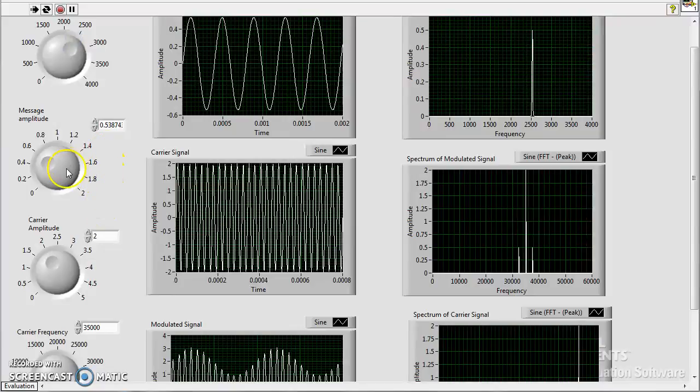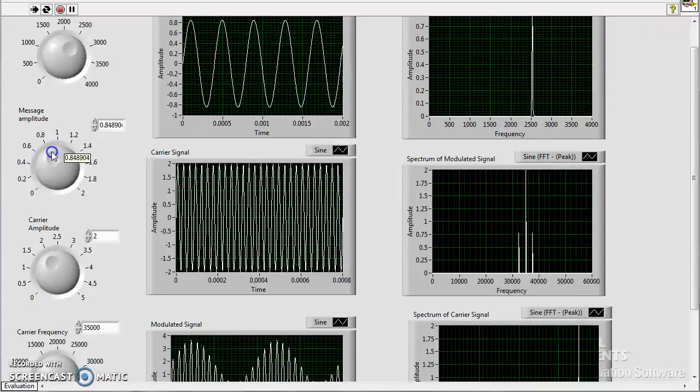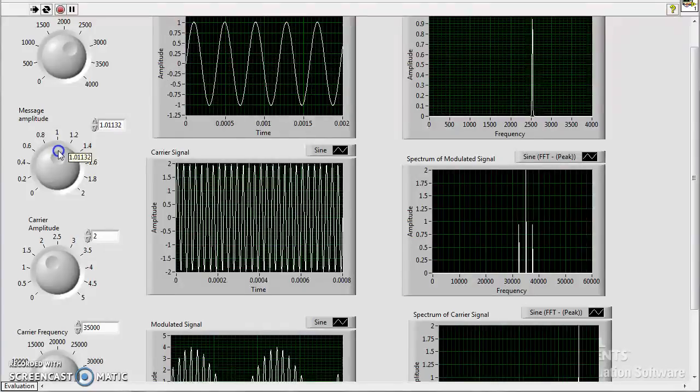So let me vary the amplitude of the message signal and observe what happens in the spectrum of the modulated signal. Amplitude is now around 0.5. Increase the amplitude. You could see that the amplitudes of the upper sideband and the lower sideband are being increased. Increase it further. Make it 1, such that you have perfect modulation. The amplitude of the sidebands is half the amplitude of the carrier component.